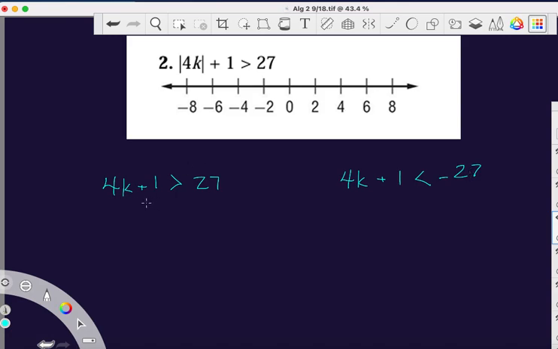So we solve normally, subtract 1, subtract 1, 26. 4K is greater than 26, divide by 4. It doesn't go in evenly. So it's 26 over 4. You could say 6 1/2, because 4 goes into it 6 times with 2 left over. So we could say, because it'll be easier to graph, that K is greater than 6 1/2.